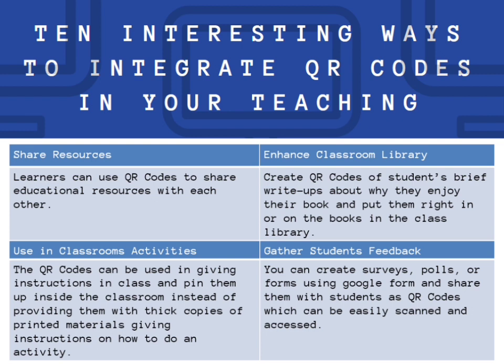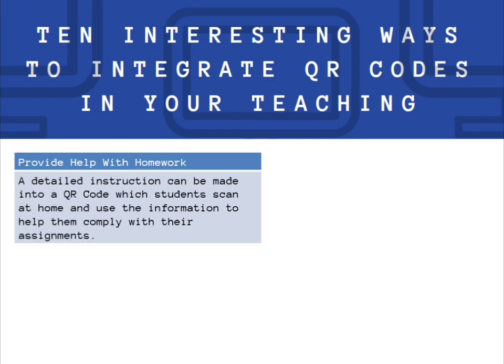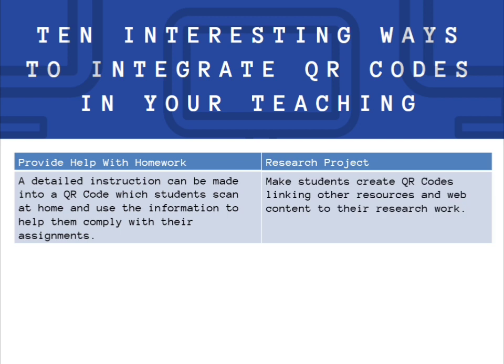Gather students' feedback. You can create surveys, polls, or forms using Google Form and share them with students as a QR code, which can be easily scanned and accessed. Provide help with homework. A detailed instruction can be made into a QR code which students can scan at home and use the information to help them comply with their assignments. Research projects. Make students create QR codes linking other resources and web content to the research work.